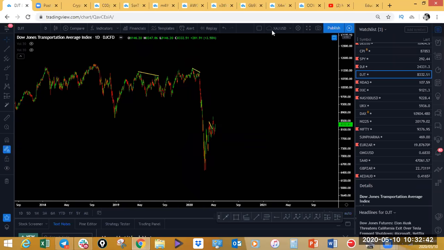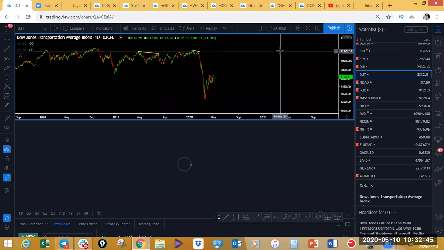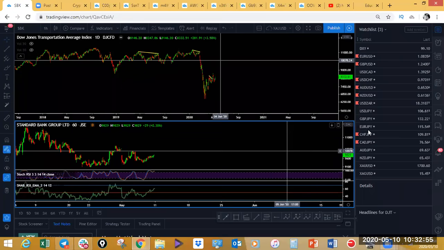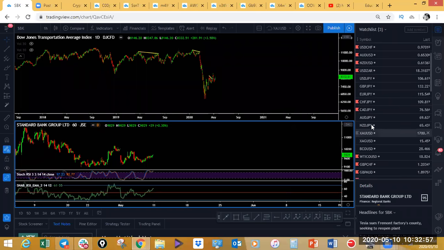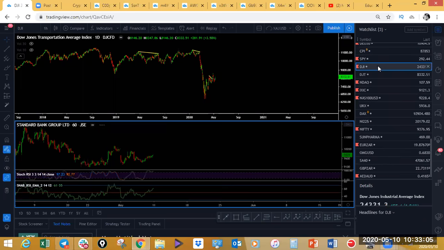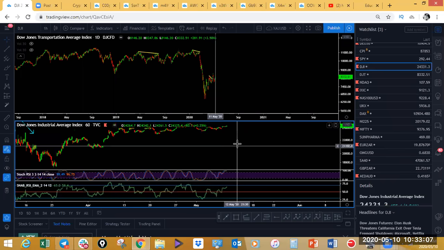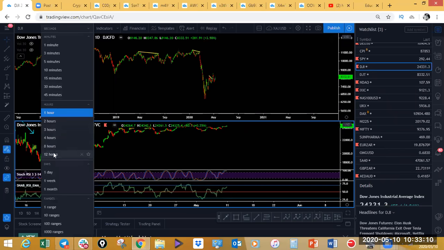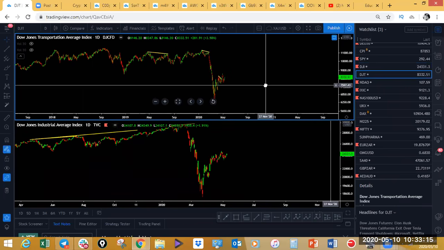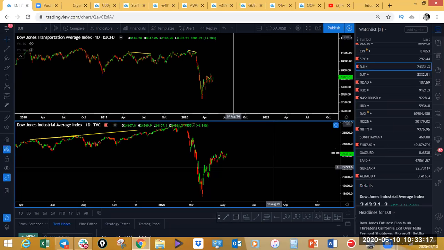So if you look at the transportation, I think we can put up two charts here. Look at the transportation at the top. I've shown this one previously. So we've got Dow transportation at the top, and at the bottom, I want to put in the industrial, Dow Jones Industrial. Right, so the industrial at the bottom, and I want it also on the daily. Now, this is what we call relative strength, not the relative strength index, relative strength. So this is how this one has reversed.